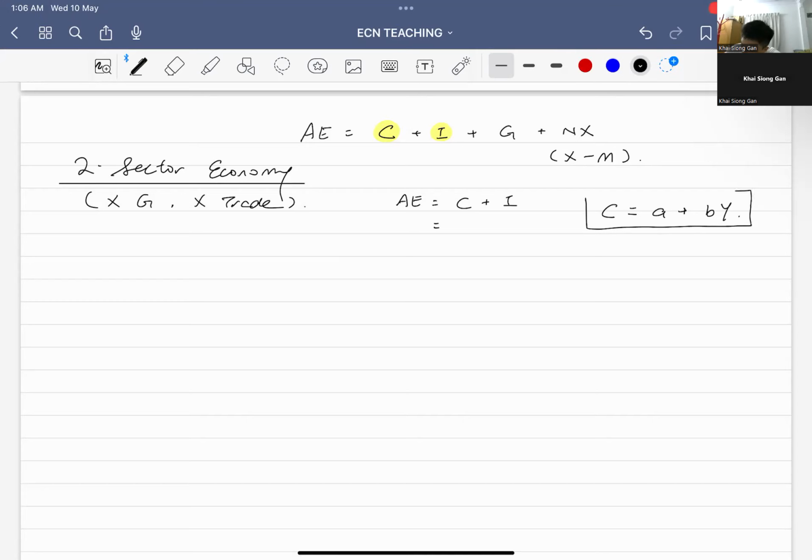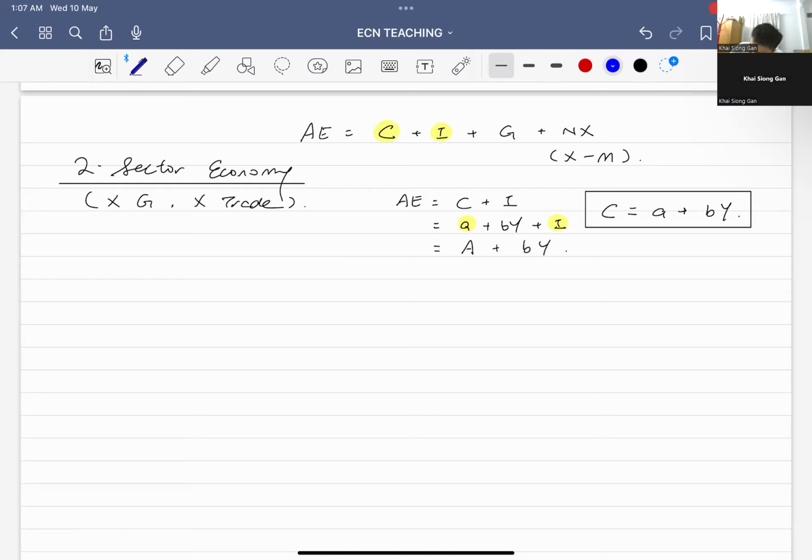So this is the consumption function, which I can substitute into this formula: a plus bY plus I. From this equation, we can see that this a, autonomous consumption, and this investment are both autonomous. So I can replace them to form a capital letter A plus this bY, which is the induced consumption, or induced expenditure. So now I can start to form my formulas.